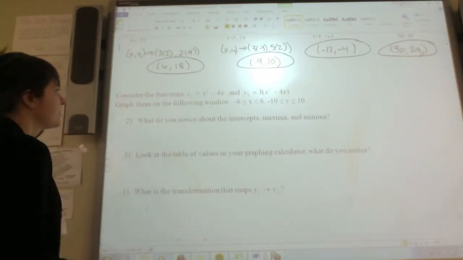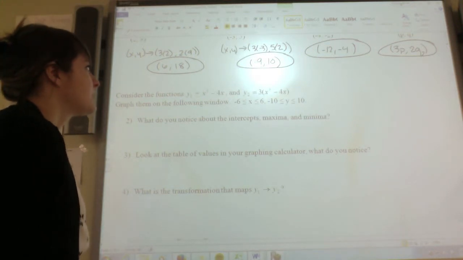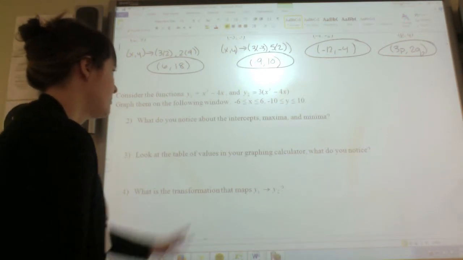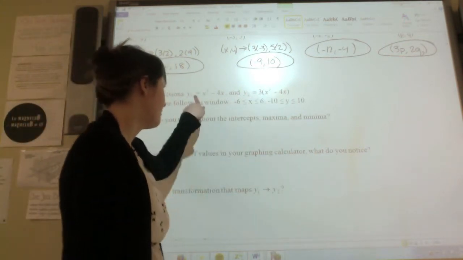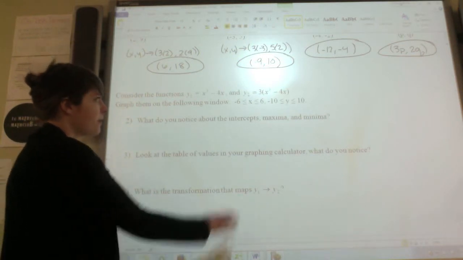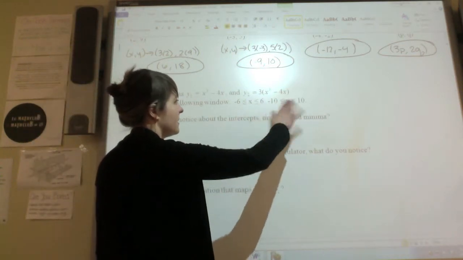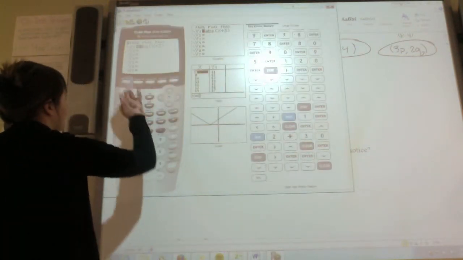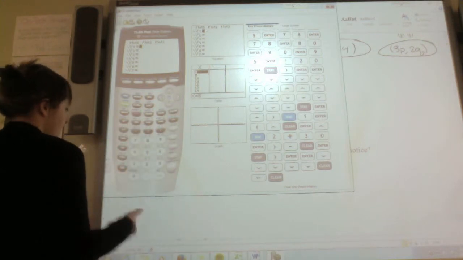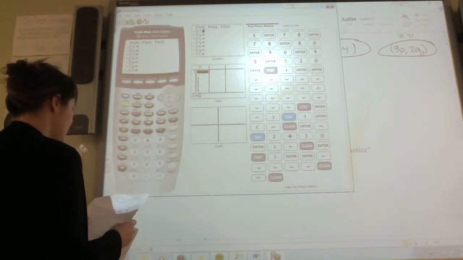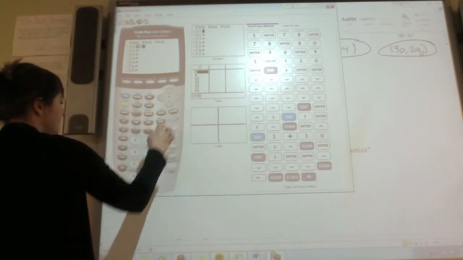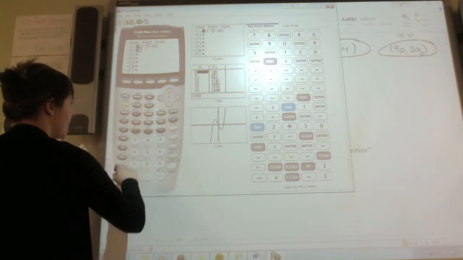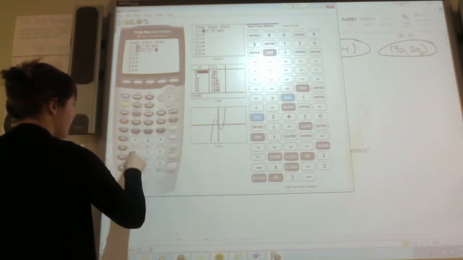So let's consider the functions y1 equals x cubed minus 4x and y2 equals 3 times the quantity x cubed minus 4x. So basically I'm multiplying this function by 3. I'm going to graph them on the window from negative 6 to 6 and negative 10 to 10. So going into my graphing calculator, I'm going to type in for my y1, x cubed minus 4x. And for my y2, 3 times the quantity x cubed minus 4x.